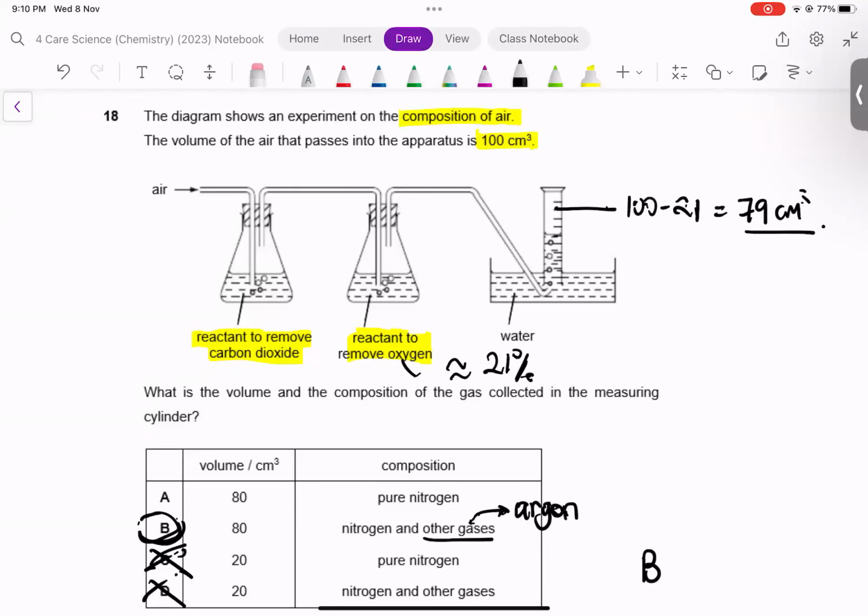Okay, so don't leave it blank just because you don't see 79. It's obviously due to rounding off that they chose to give the volume as 80. And Cambridge might actually do this when setting the paper as well. So be mindful, be adaptable, choose the best answer.